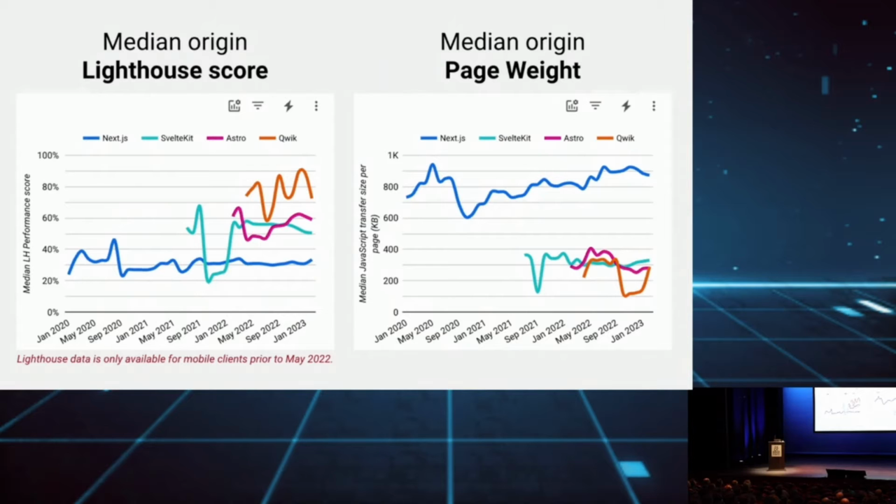Here is the page weight, the weight of the page in our application, and here the Lighthouse score. As you can see, the colors are literally the same, so Next.js is the blue here and here. It's like an inverse. If you have a big page weight, you have a low Lighthouse score. So basically, the less weight we ship, the higher the Lighthouse score we have.